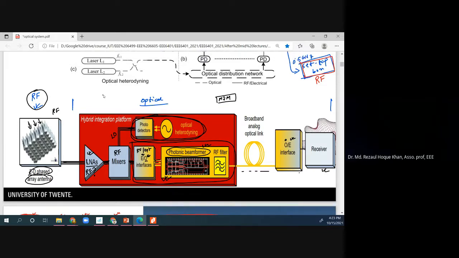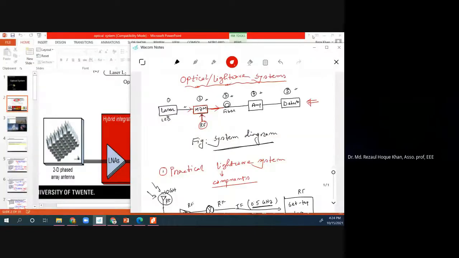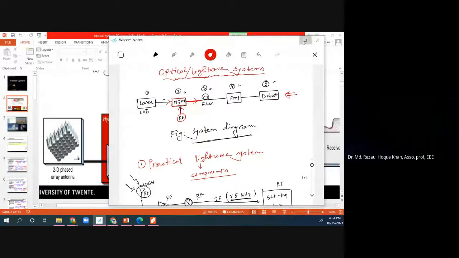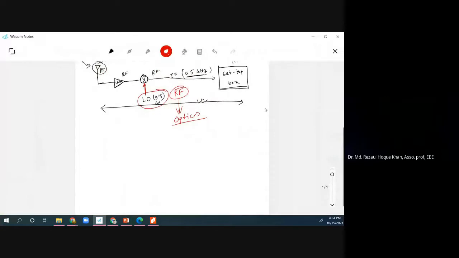From here we can summarize: what is the application of the optical signal? We have two applications of photonics in general. How many applications? We have two applications.